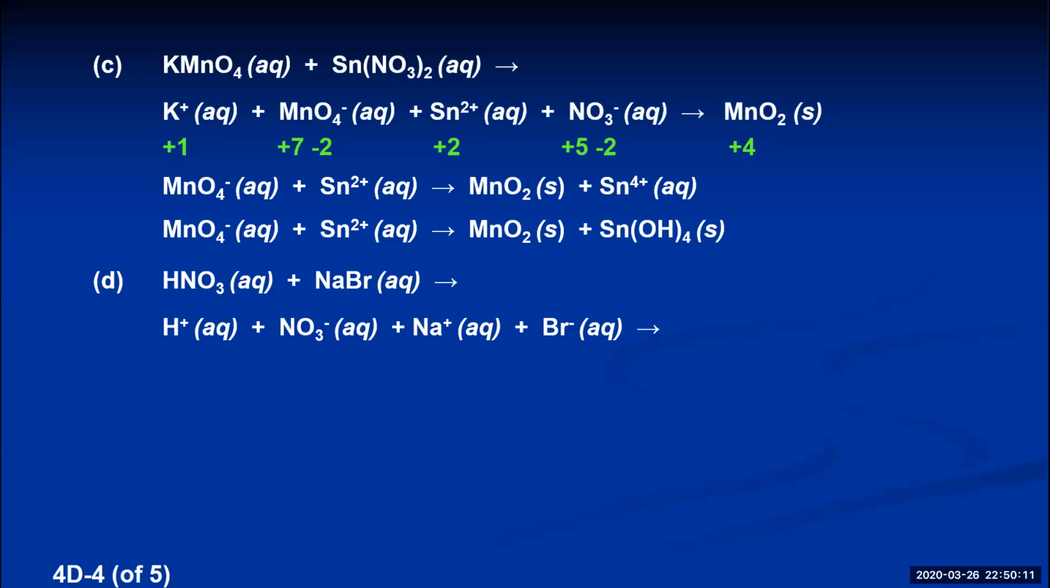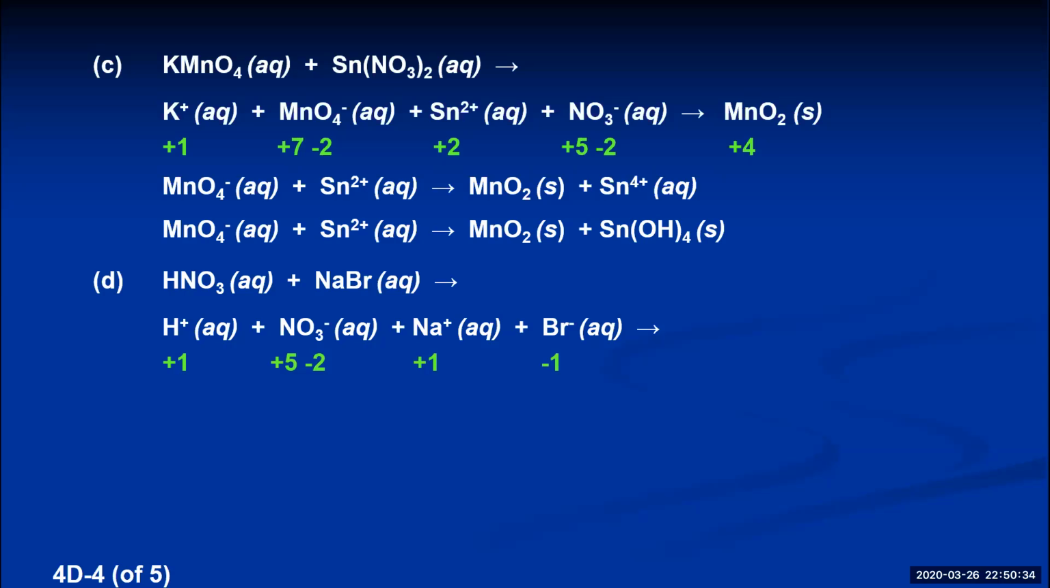This contains concentrated nitric acid, which is a strong oxidizing agent. So this is not going to be a Bronsted acid-base reaction. It's going to be an oxidation reduction reaction because it has concentrated nitric acid. So let's do the oxidation numbers. Hydrogen's +1, in the nitrate ion, nitrogen's +5, oxygen's -2, sodium ions +1, bromide ions -1.